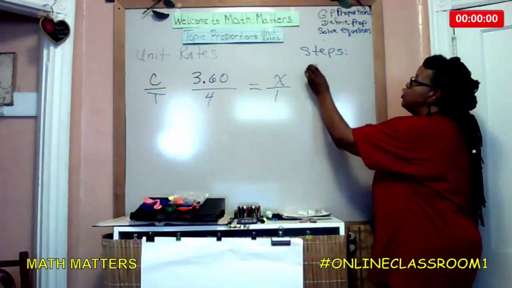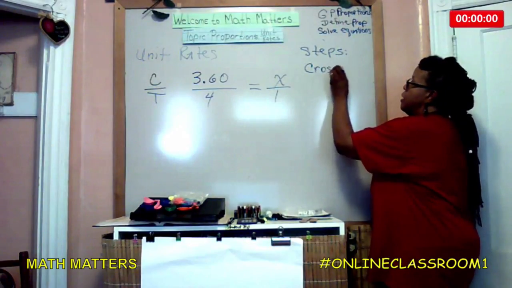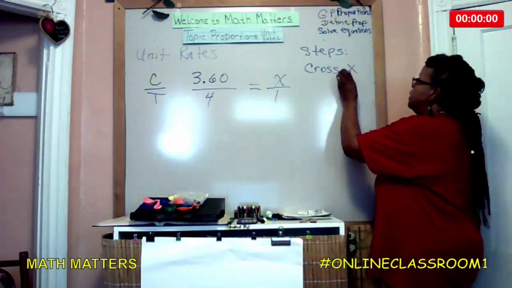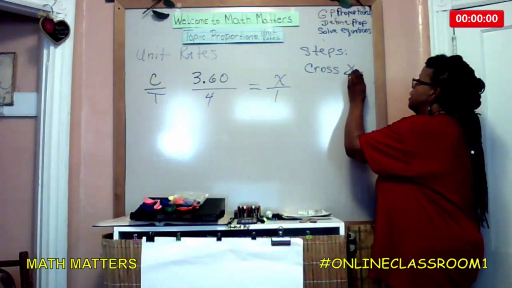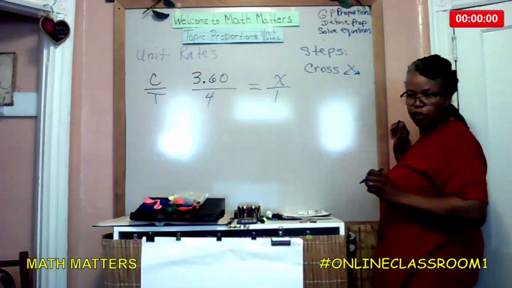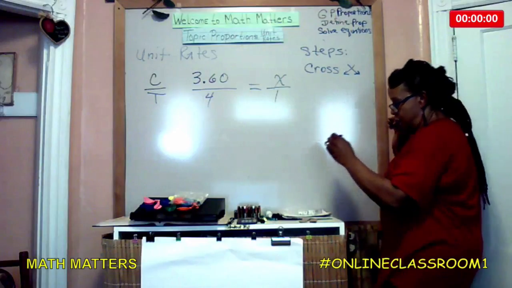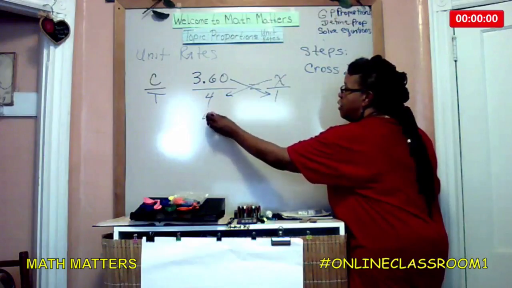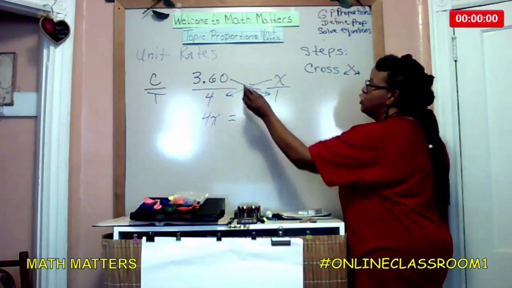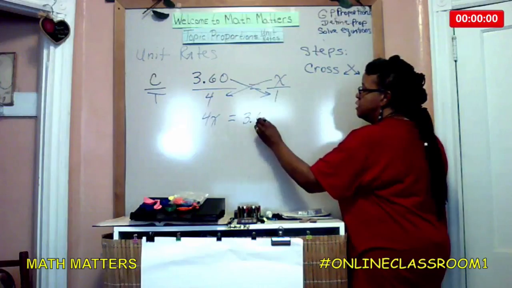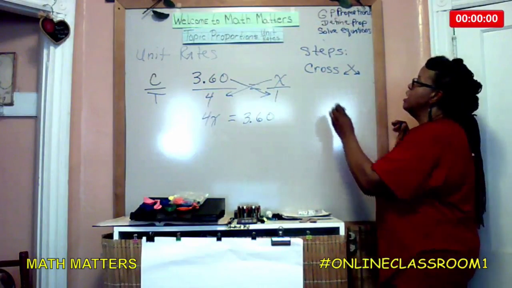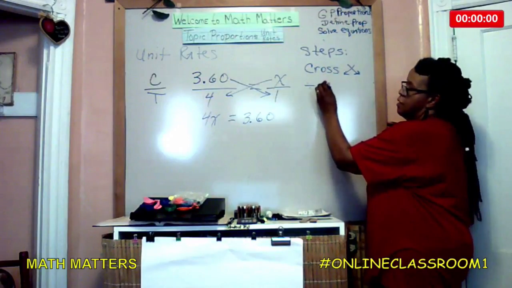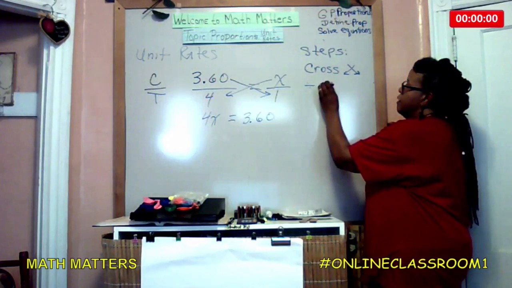First thing you wanted to do is cross multiply. Can I just put cross in that X here? I'll even put the arrows. Cross multiply is your first step. And then let's do it as we go. We get 4x is equal to $3.60. Once you get here, then you need to divide out.